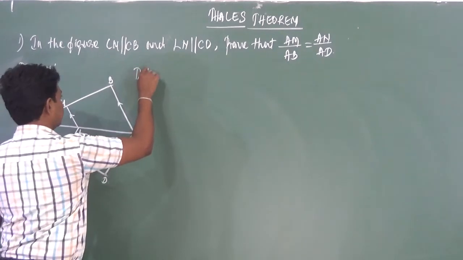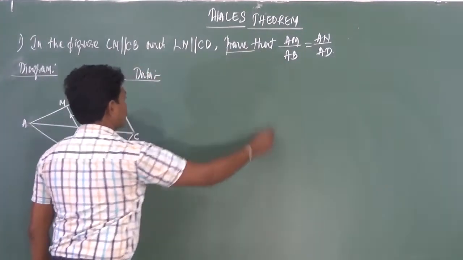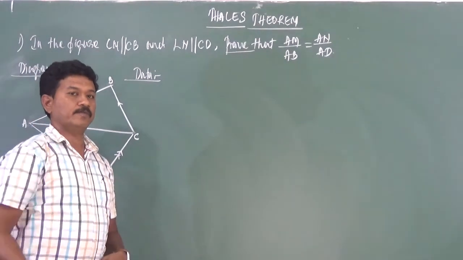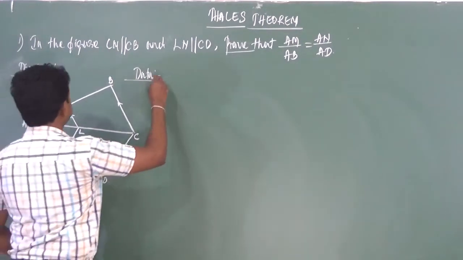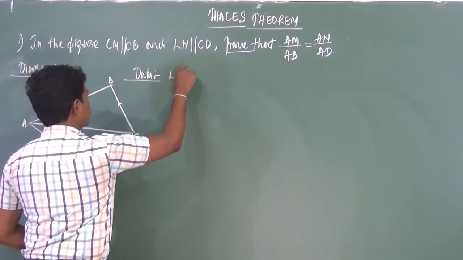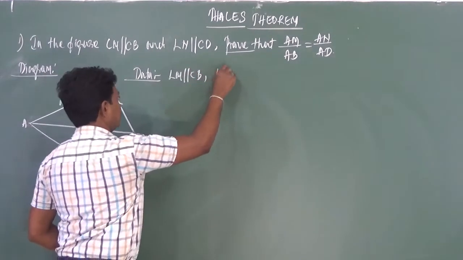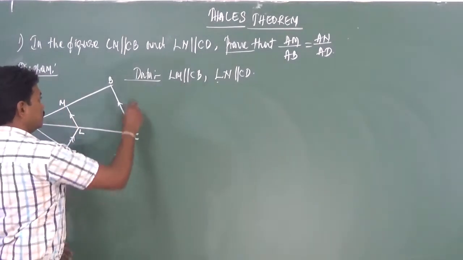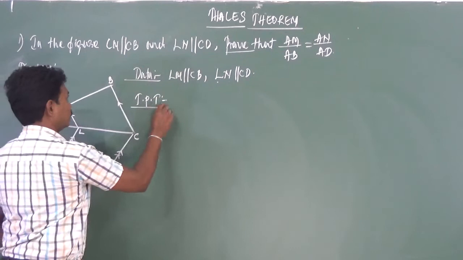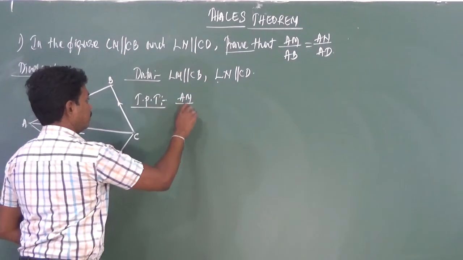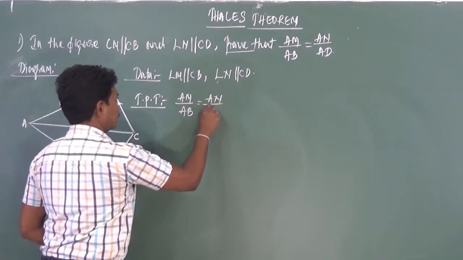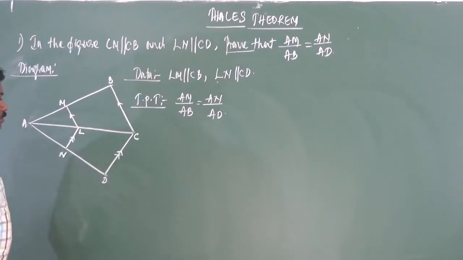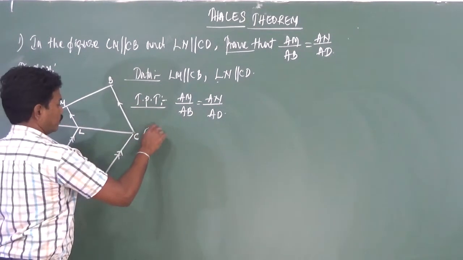Let us write the data for this, because as it is to prove that, it's a rider, so a rider has to be proved in the form of a theorem, right? LM is parallel to CB, and LN is parallel to CD, right? To prove that AM by AB is equal to AN by AD. No need of any constructions here, because the data is sufficient to prove this. So let us get into the proof.